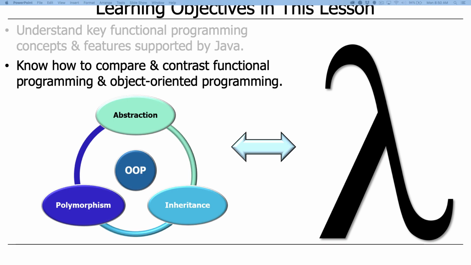Another thing we're going to do in this discussion is compare and contrast the functional programming features we're going to talk about now with the object-oriented programming features that have been in Java since its inception. And you'll hopefully come away with an idea of why you would choose which set of features under which circumstances. And they actually work together very nicely.